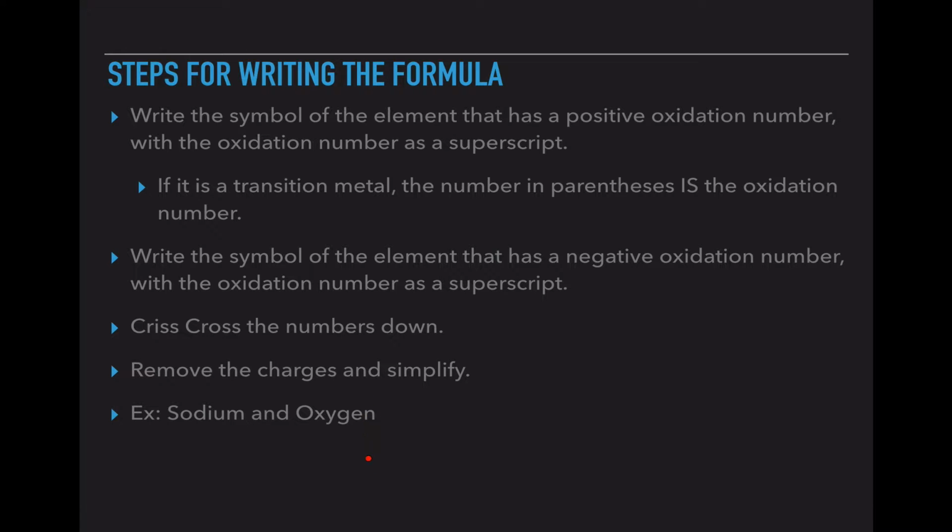So for example, that's sodium and oxygen. Sodium is Na with a +1. Oxygen has a -2 charge once it is stable. I'm going to take this 1 and crisscross it down. I'm going to take this 2 and crisscross it down. And essentially what this does is help us balance the charges. A sodium with a +1 and an oxygen with a -2. We want the overall charge to be 0.